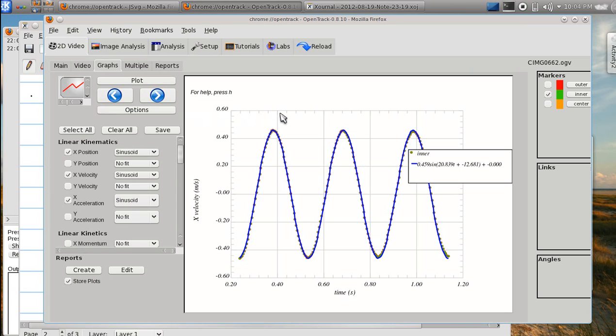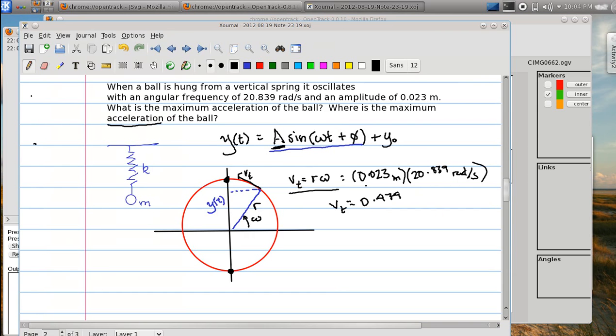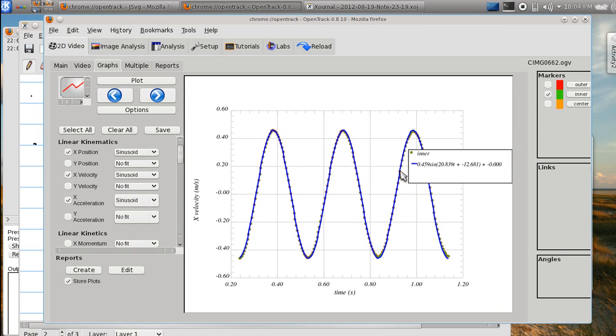Okay, so this is now the velocity curve. The peak of the velocity is going to be given by that amplitude. So this is a little bit different. It's 0.459 instead of 0.479, but it's close. It is what's given by this fit. If you were to mouse over one of these points, let's see if we can come over, 0.454, so on. So it's a little bit less than what was estimated.